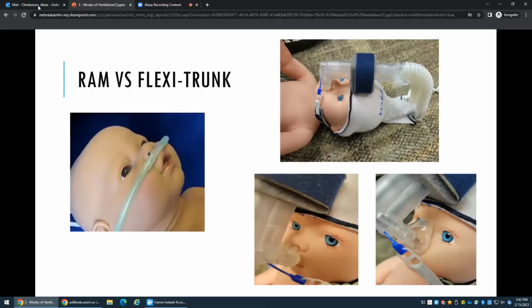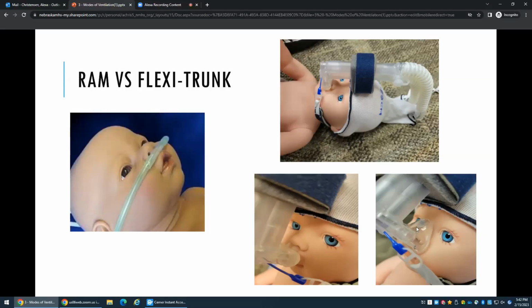Okay, a couple different ways we can give nasal ventilatory support. The RAM cannula, we've had this for a long time. It looks just like a regular cannula, nice and comfy, nice and soft. It comes in 4 sizes and works well for most babies. We change it every 2 weeks. And then over the last year or so, we have purchased and have been using this Flexi trunk. This comes with 2 different interfaces, the prongs and a full mask.